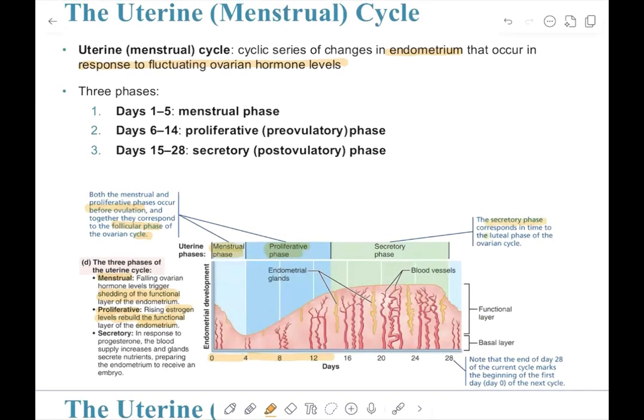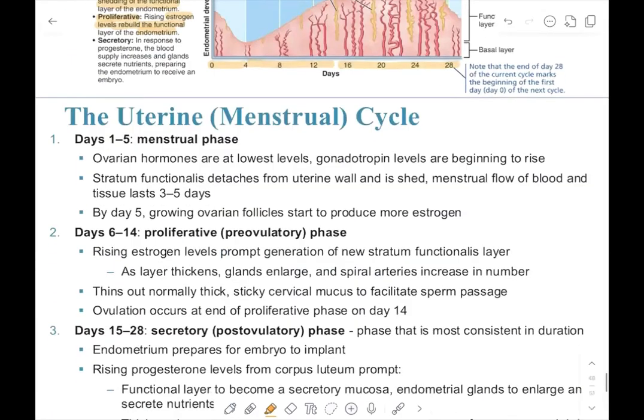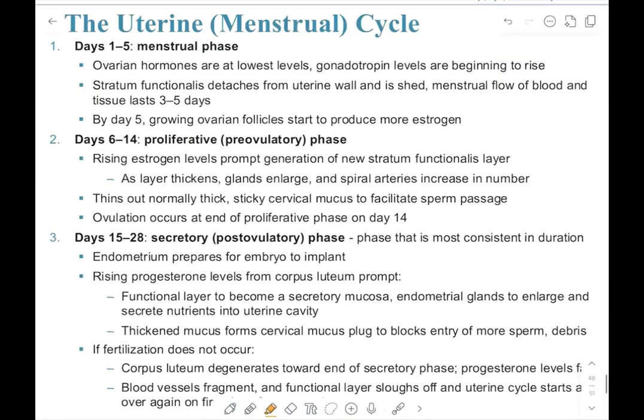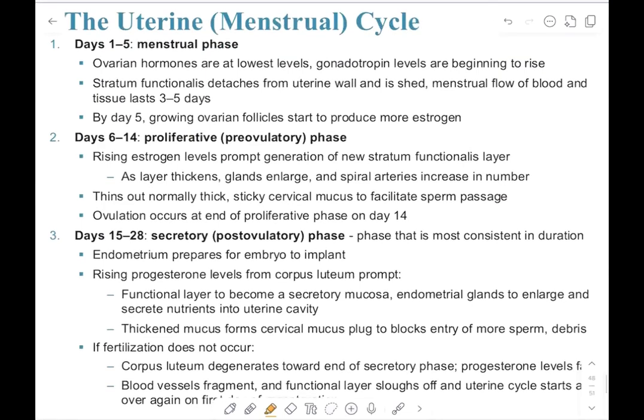That corresponds to the luteal phase of the ovarian cycle. It's also called the post-ovulatory phase since it occurs after ovulation. And this is the rest of the month, the secretory phase. And also, just a reminder, the proliferative is the pre-ovulatory phase. So on our next slide, we have a little more details about this uterine cycle.